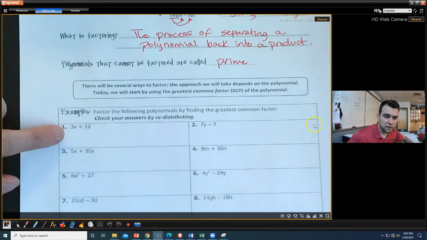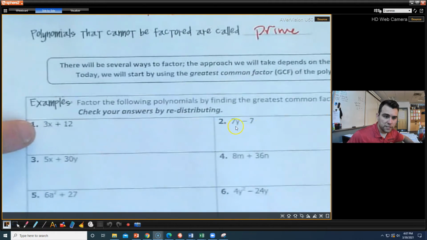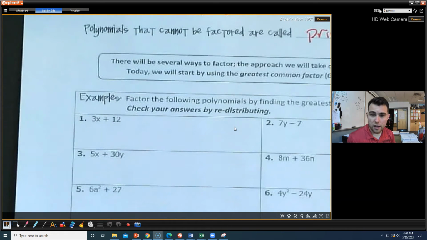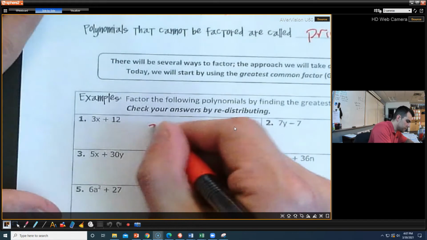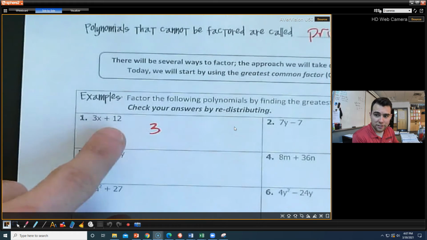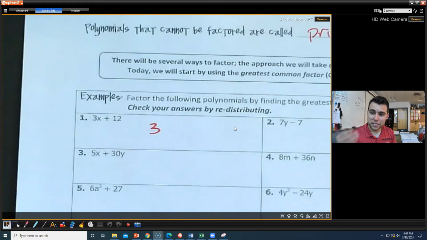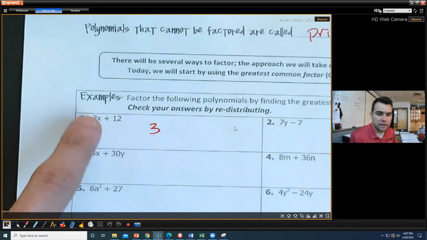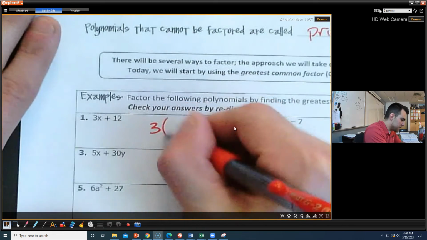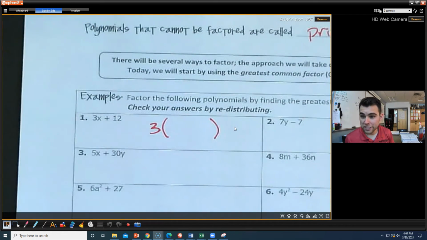Okay. So we're going to try and factor this guy. Well, between these two terms right here, 3x and 12, what's a number that they have in common? Well, they have 3 in common. And now I'm basically taking this 3 out of both of these, okay? So the opposite of multiplication is to divide. So I'm going to divide both of those terms by 3, and whatever I'm left with is going to go inside there.